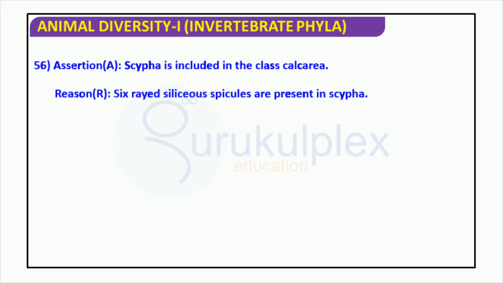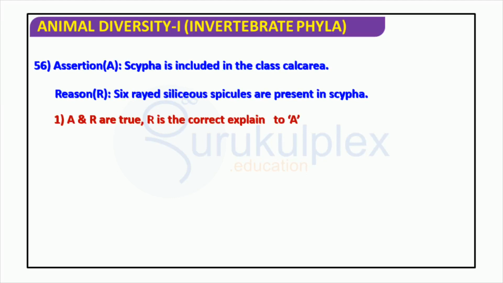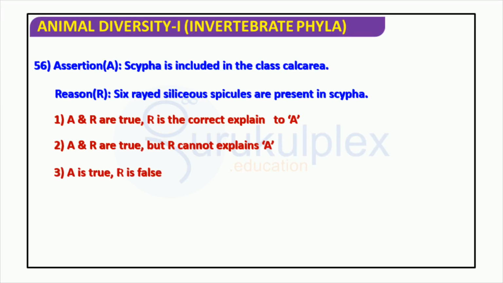Sypha is part of the class Calcarea, which contains organisms with a calcium carbonate exoskeleton. This is due to the presence of 6 rayed siliceous spicules, a characteristic of the class Calcarea. As such, both the assertion that Sypha is part of the class Calcarea and the reason for this are true, with the reason explaining the assertion.